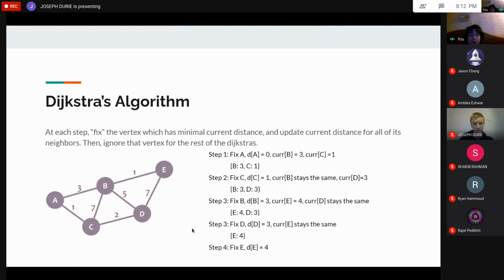Any questions? Any questions on the example, or on what exactly I'm doing at each step?